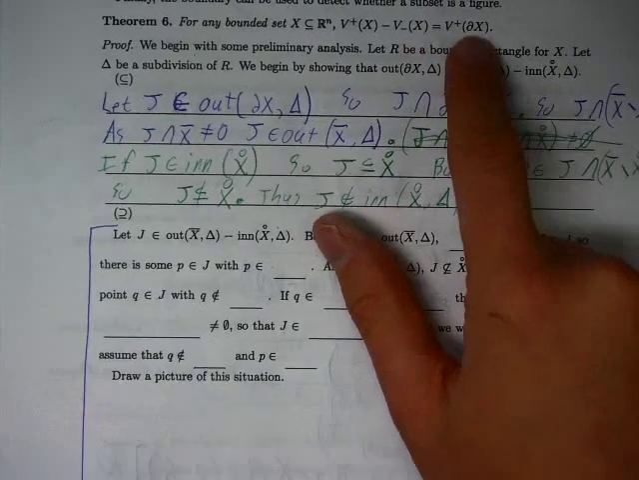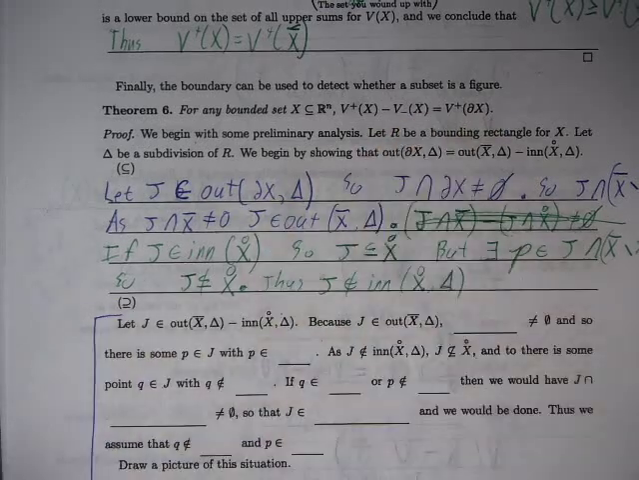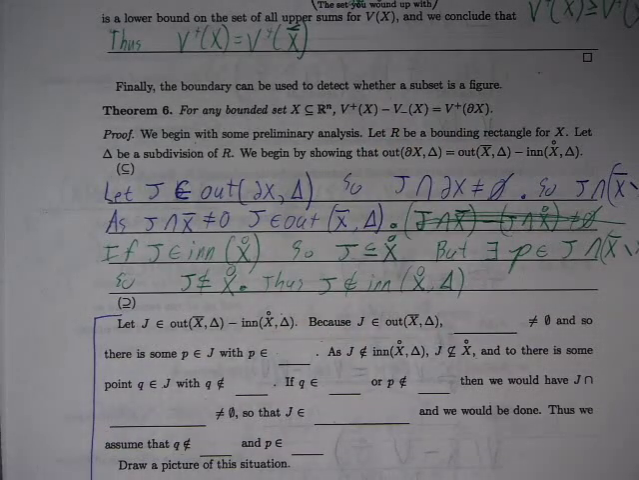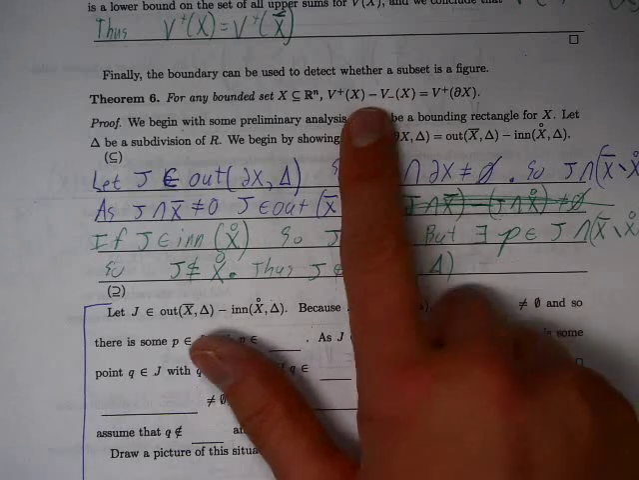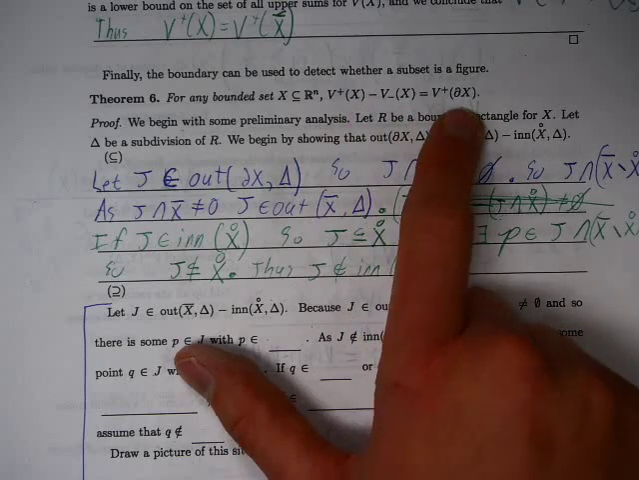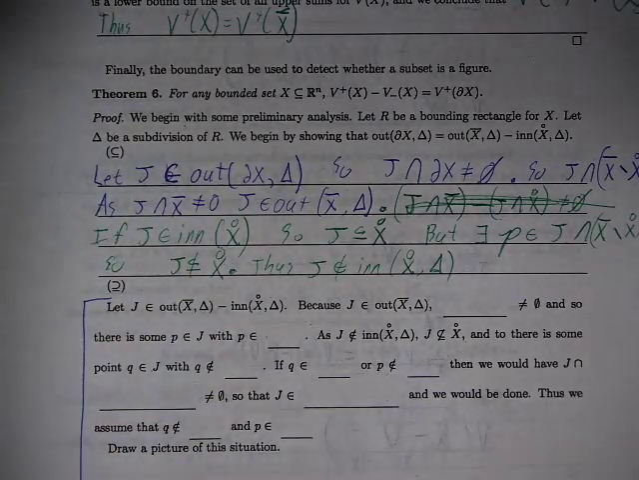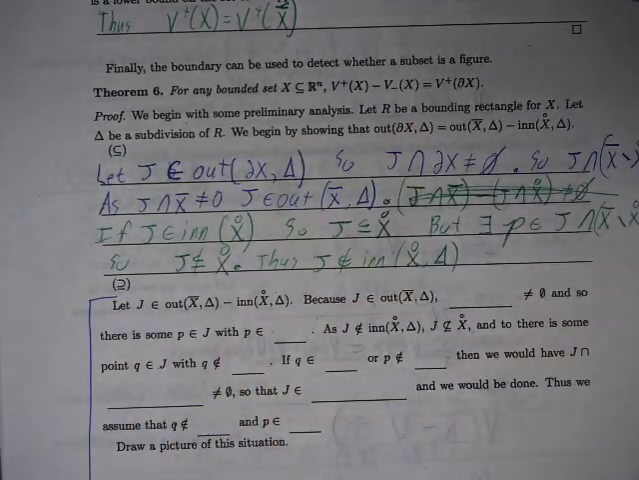And the point out of that was you can compute the outer volume. The volume of the boundary is exactly the difference between the outer volume and the inner volume. And as a consequence, that difference being 0 is exactly what it means to be a figure. So figures are exactly those sets whose boundaries have no volume. So that's what our goal was. And we were in the middle of proving this, and here's how we were going to do it.